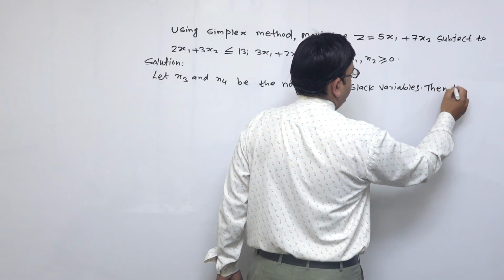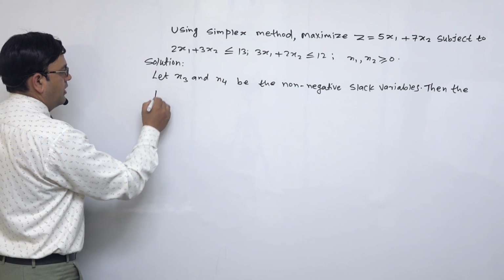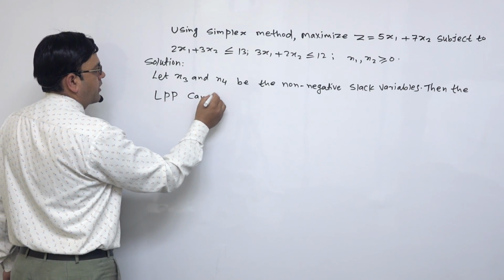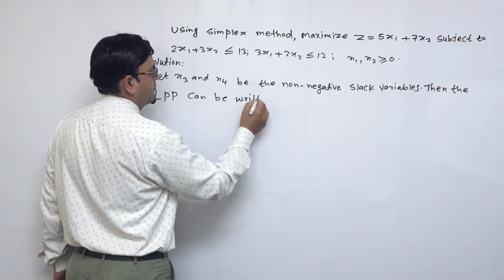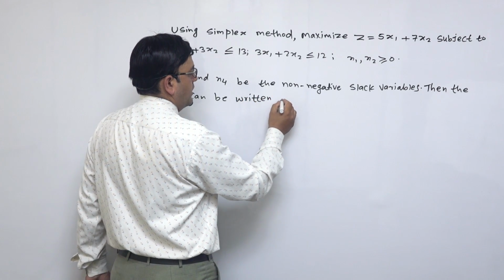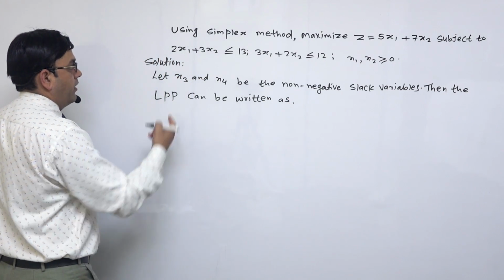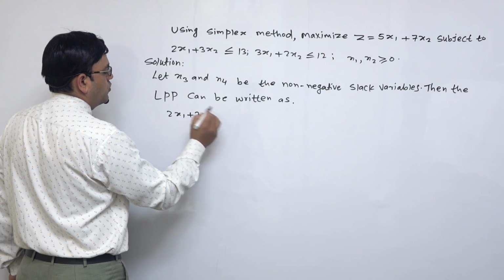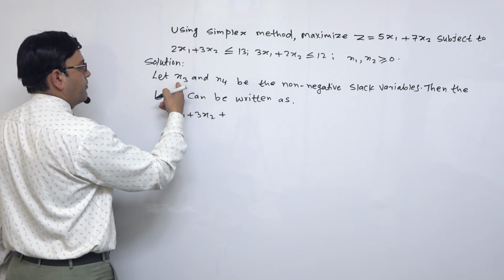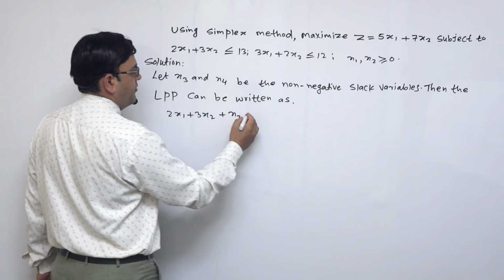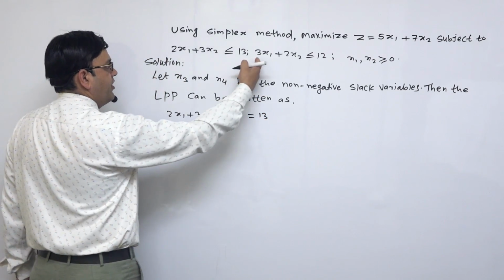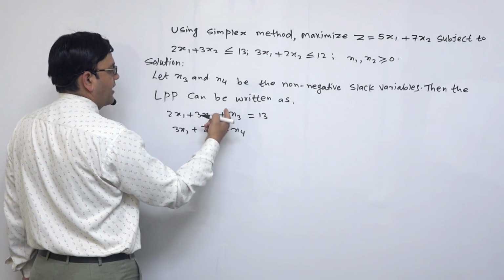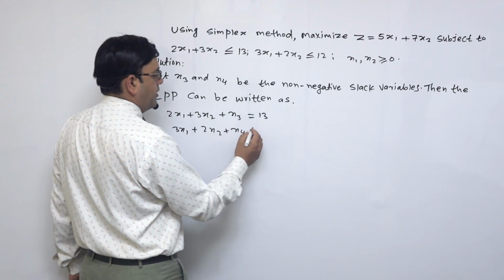Then the linear programming problem can be written in the standard form as: 2x1 + 3x2 + x3 = 13. Next one is 3x1 + 2x2 + x4 = 12. Here x3 and x4 are the two non-negative slack variables.